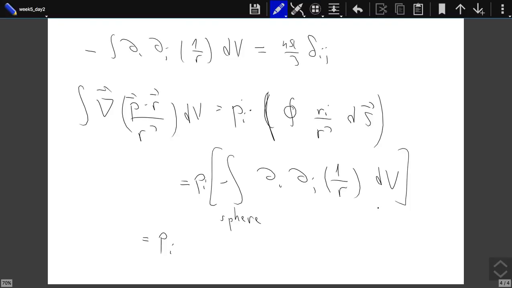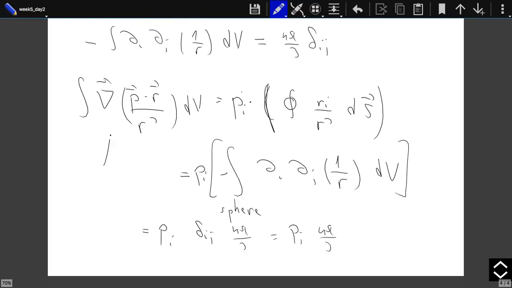Now, there's one thing we are missing. So this integral, we showed that it was Kronecker delta ij 4 pi over 3. So this is pj times 4 pi over 3. We are almost there, but we are missing one thing. Not the sign. Where did we lose the vectors? You see, the left-hand side is a vector. So this one is a vector. We are summing over vectors.